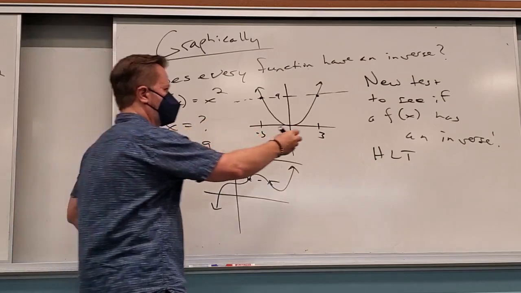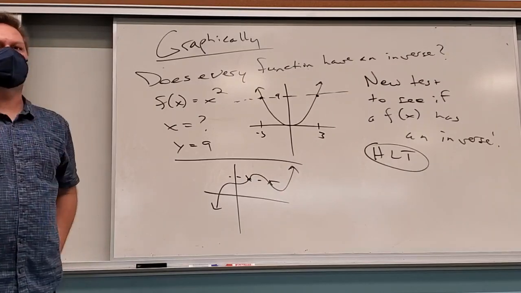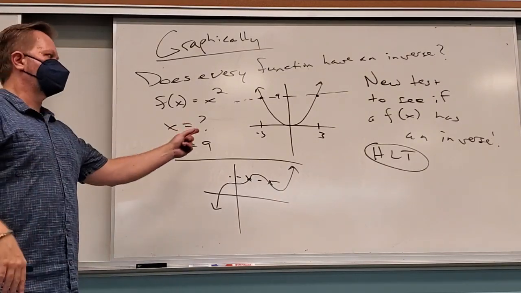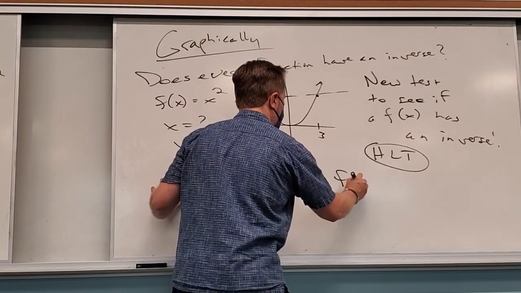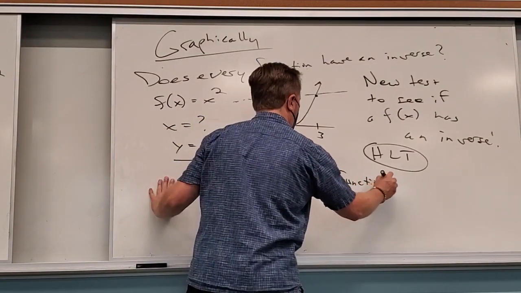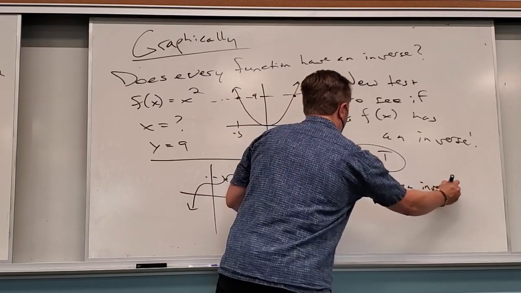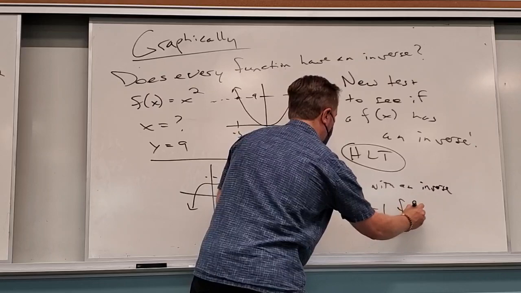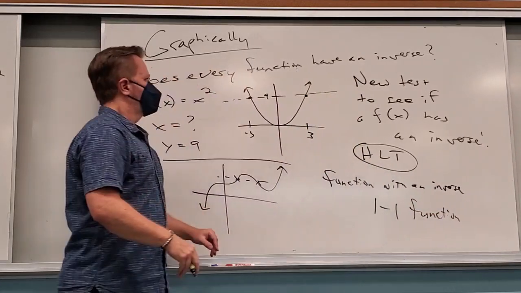So now we've got another little test in our toolbox. If I ask, does this function have an inverse? You can apply the horizontal line test. Another name for a function with an inverse is a one-to-one function. I want that to make all the sense in the world.